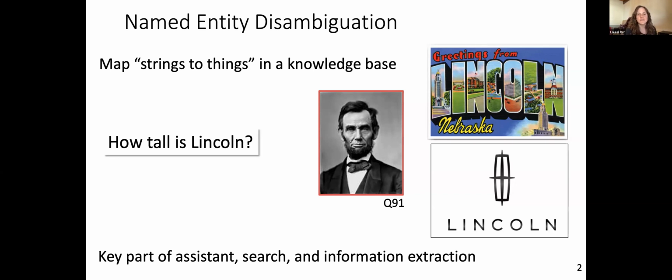Now, this process of determining the entities that participate in text is a really key part of downstream applications like personal assistants, search, and, as I'll talk about later, relation extraction, and they're used by millions of people every day. So this really is a core pre-processing step to numerous downstream systems that you use all the time.